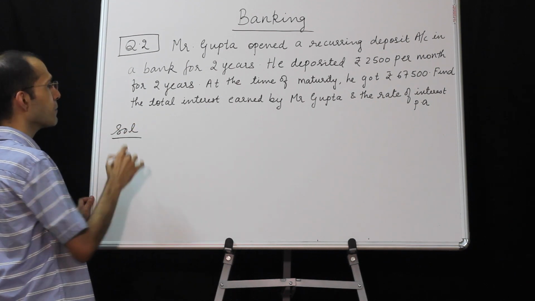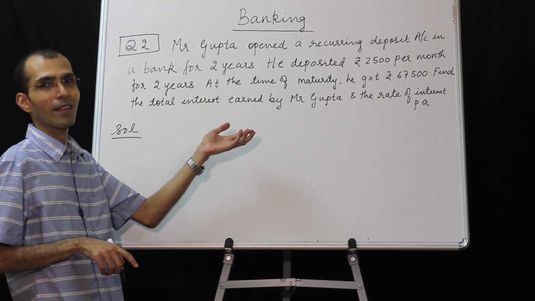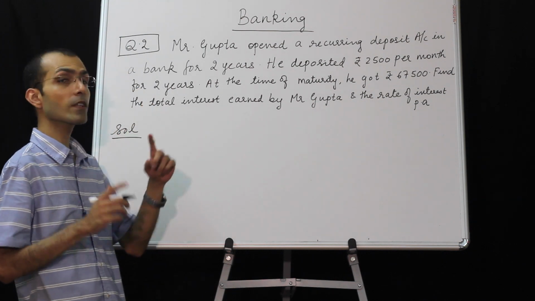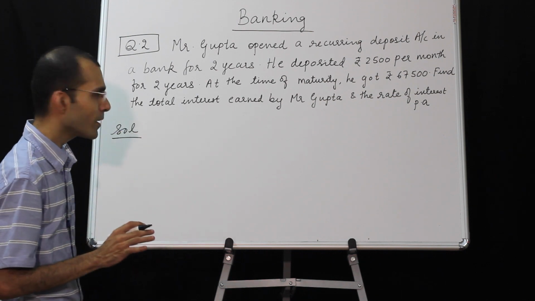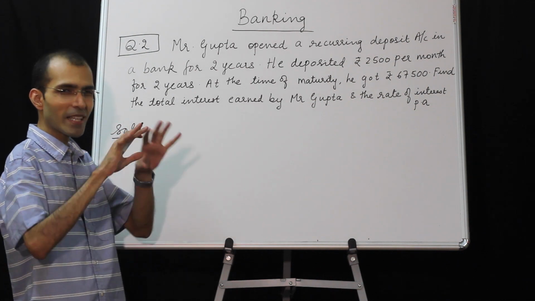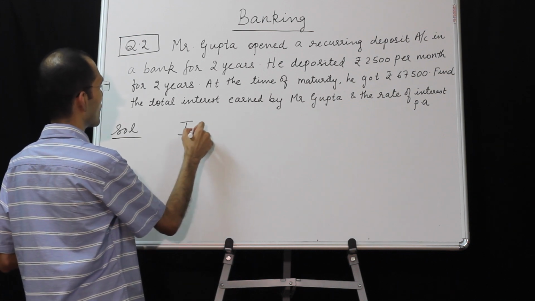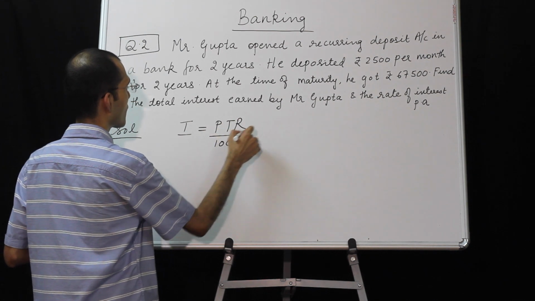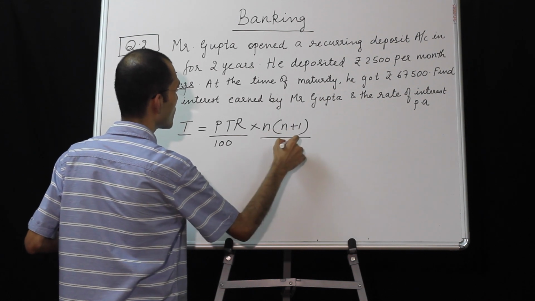In the previous sum, we had to find the maturity value. Here, maturity value is given. However, we need to find the total interest earned by Mr. Gupta and also the rate of interest offered by the bank. So I would suggest it is better to start these inverse sums also with I, like take the formula for interest. It becomes easier. So I is PTR upon 100 into n plus 1 upon 2.